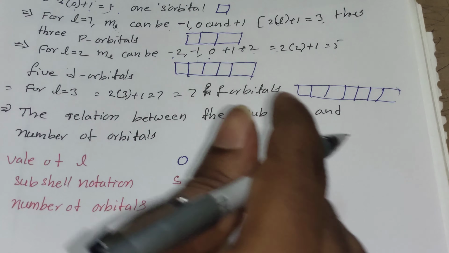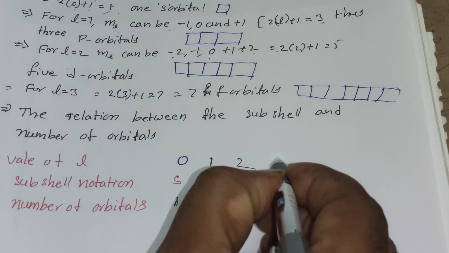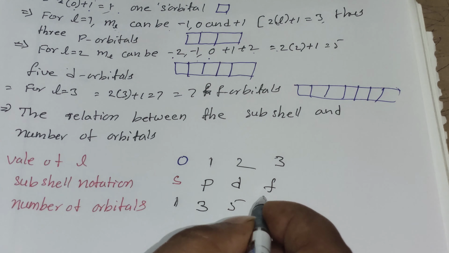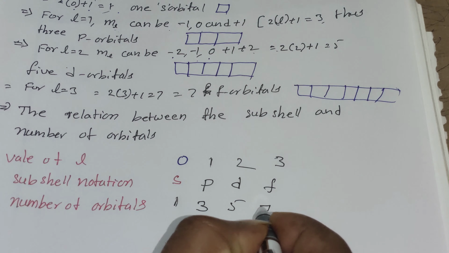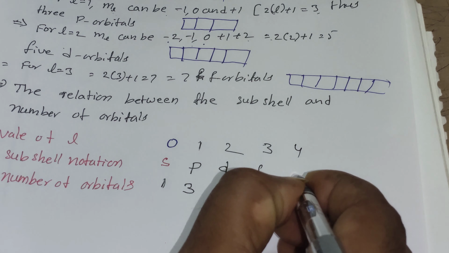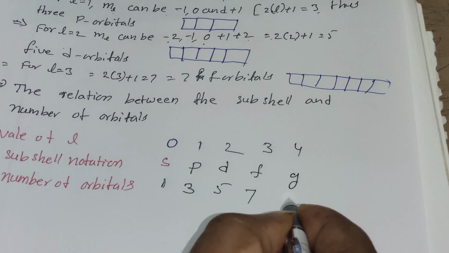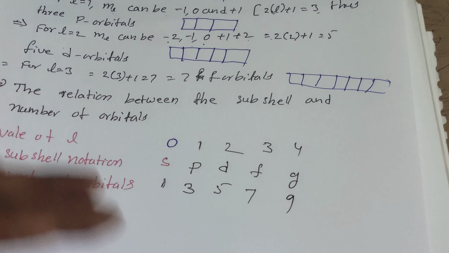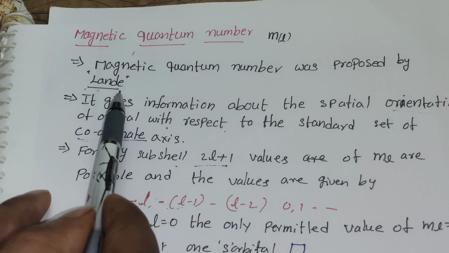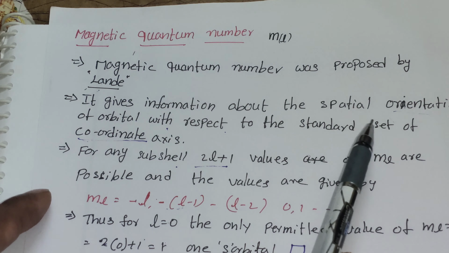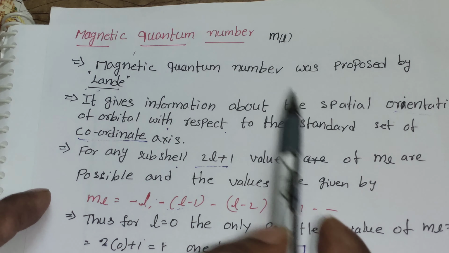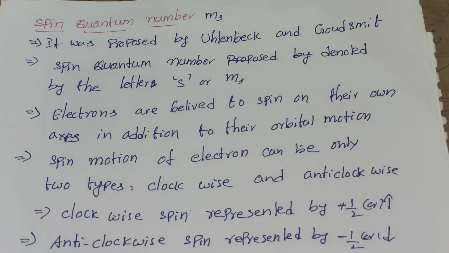And next, l value equal to 3 is the f subshell, and the number of orbitals in the f subshell is 7. And l value equal to 4 is the g subshell. The number of orbitals in the g subshell is 9. So once again, the magnetic quantum number was proposed by the scientist Landé. The magnetic quantum number gives the information about the orientation of orbitals.